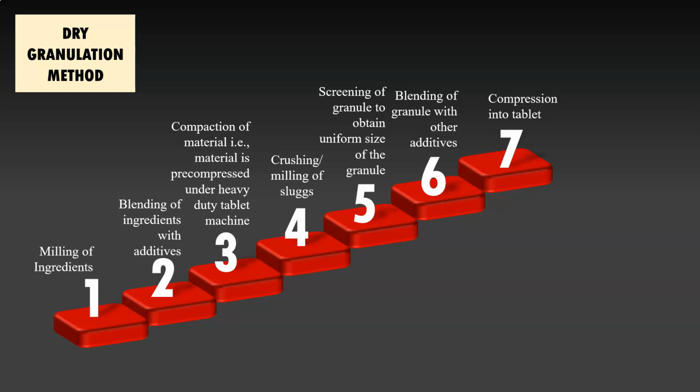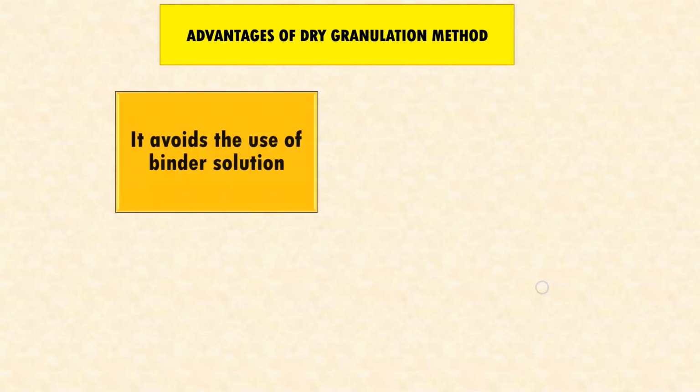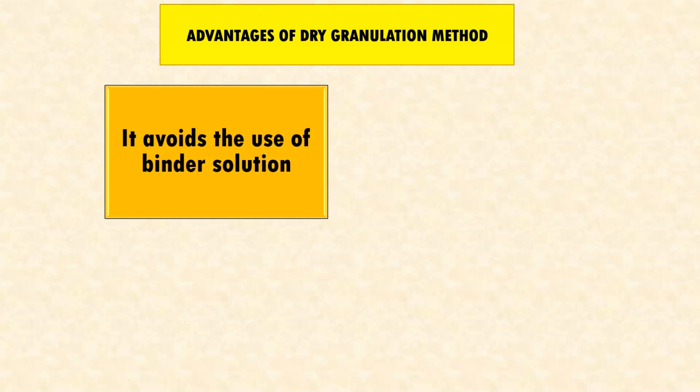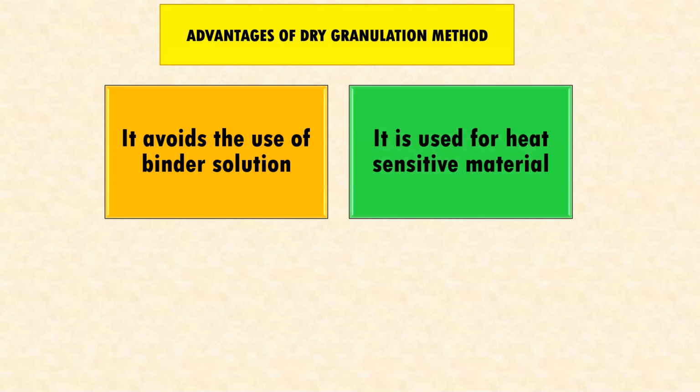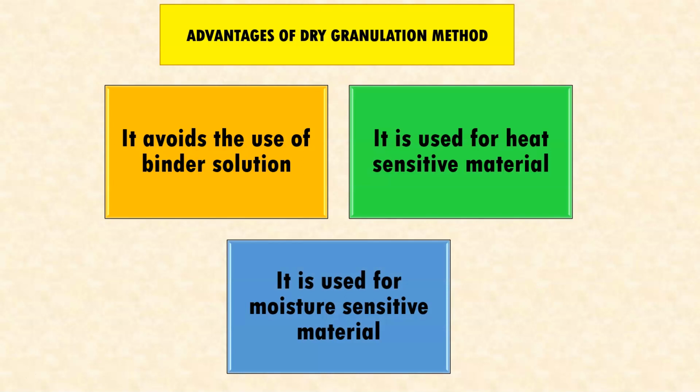So now let us see the advantages of dry granulation method. The first advantage is it avoids the use of binder solution. As I have told you earlier, binder solution is not used in dry granulation method. Then the next advantage is it is used for heat sensitive material. Then the next advantage is it is used for moisture sensitive material. So these are the advantages of dry granulation method.